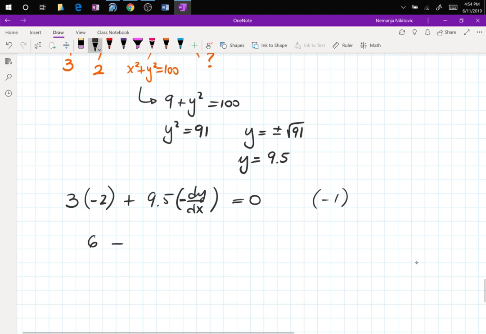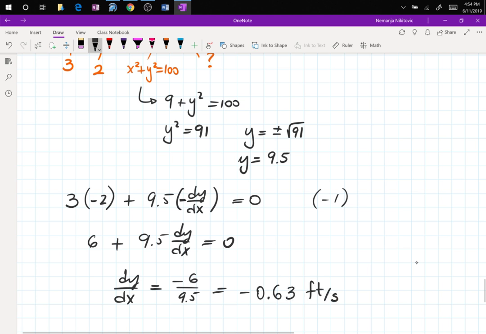If you multiply the whole equation by negative 1, all of the negatives go away. So I have 6 plus 9.5 dy/dt is equal to 0, and dy/dt is equal to negative 6 divided by 9.5, which is going to give us negative 0.63 feet per second. And that's negative, which is good because, as you can see, it's going downwards, right?